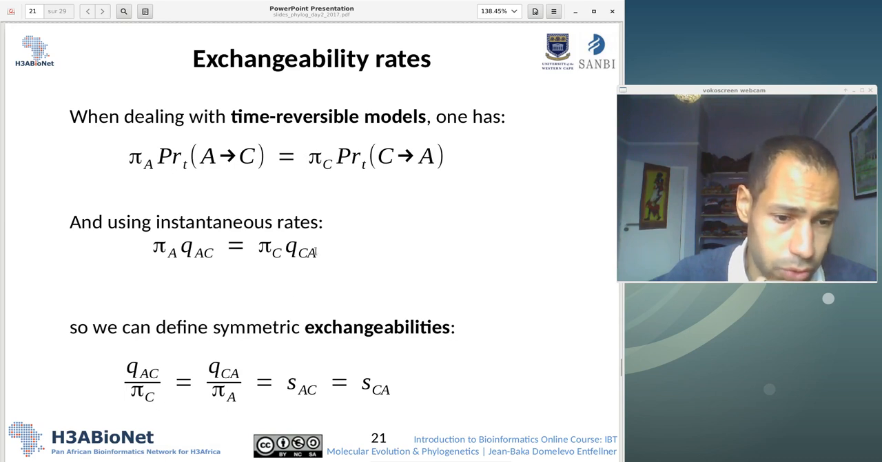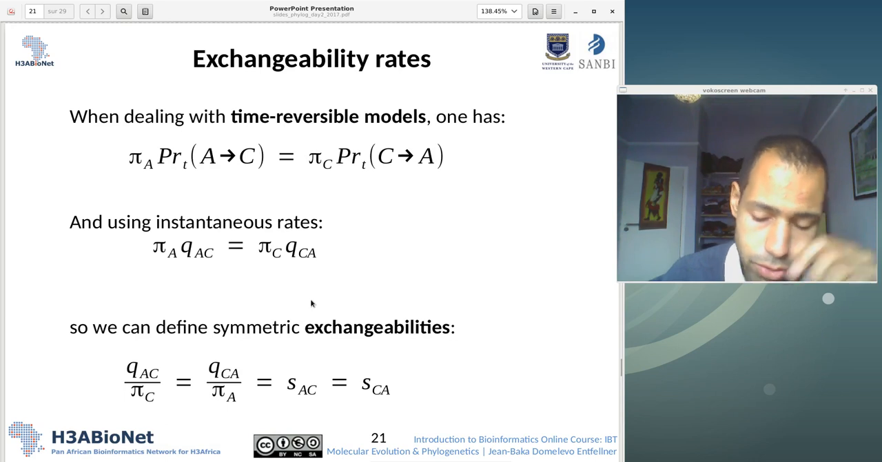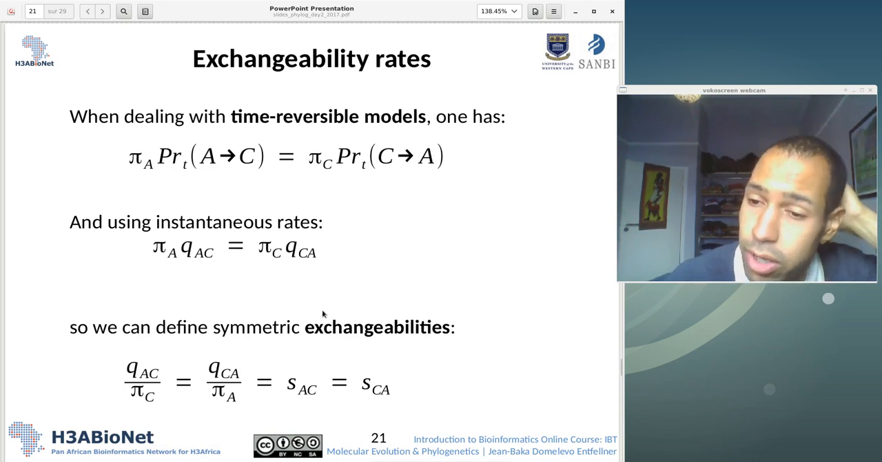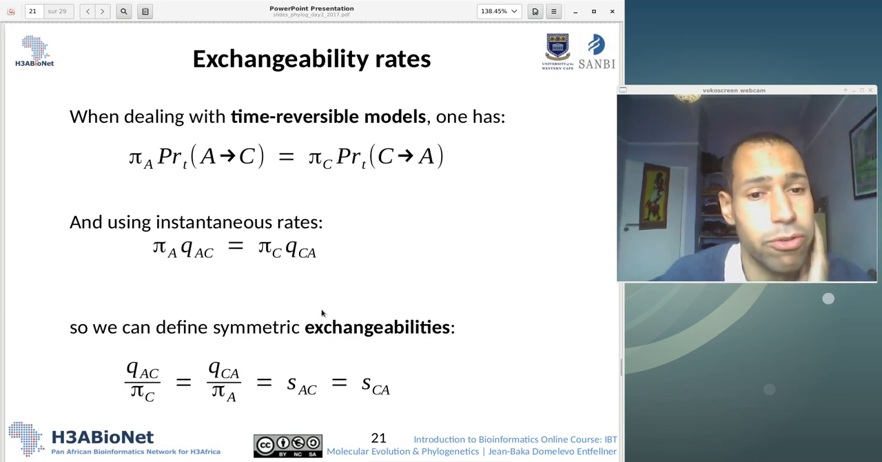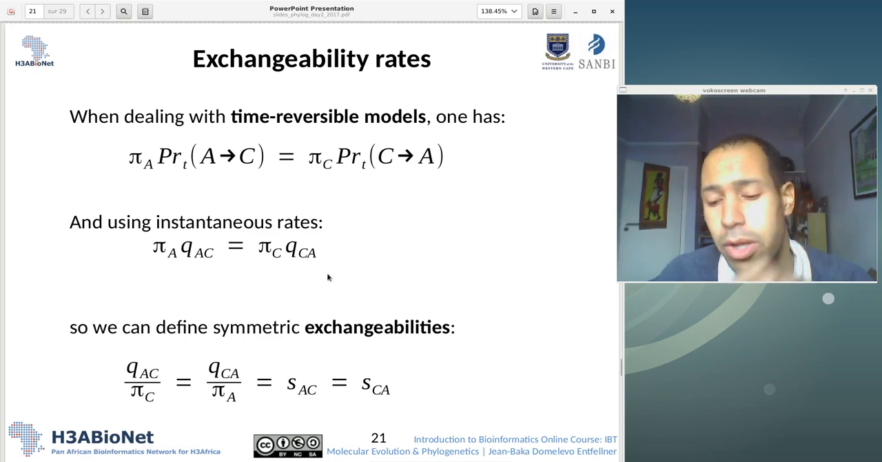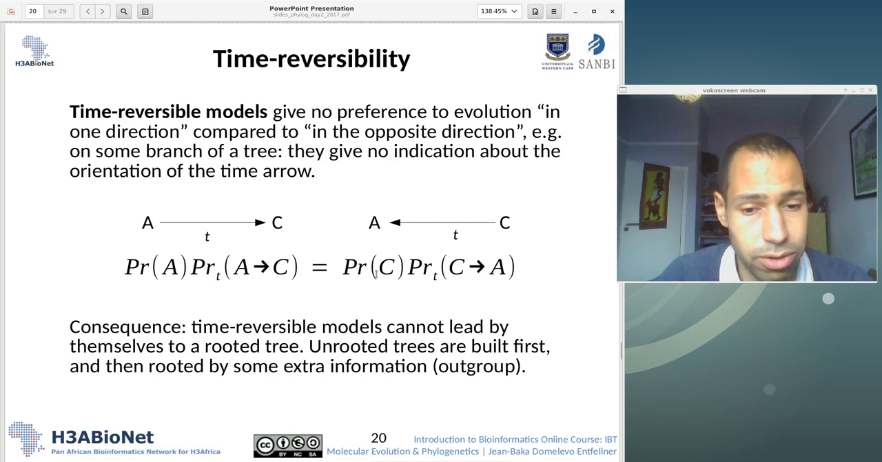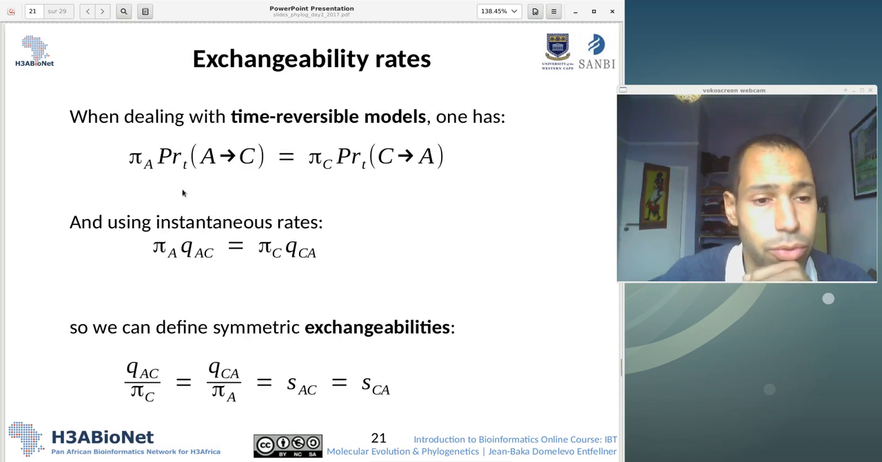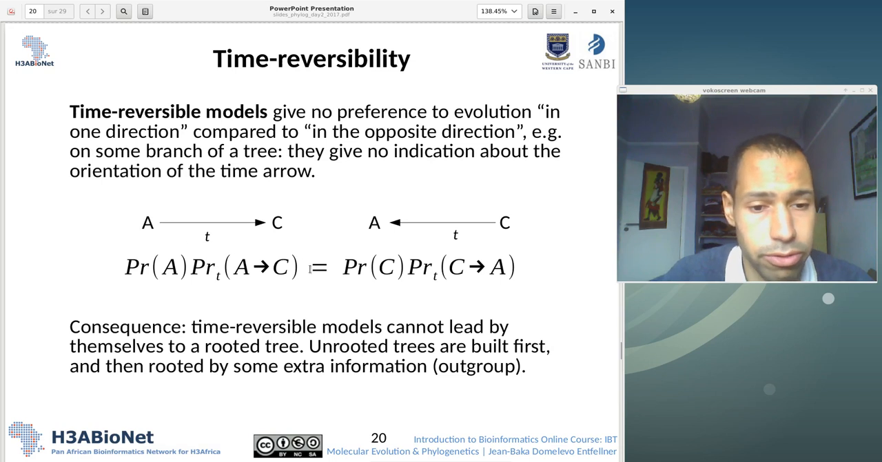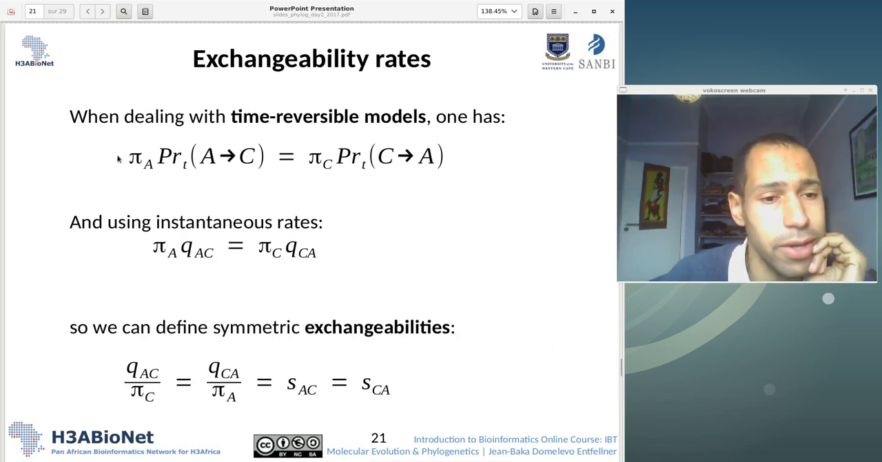Exchangeability rates. Okay, so you'll see, this is a bit technical, but sometimes you will see that a model is expressed in terms of exchangeability rates. When this model is time reversible, what we have is this, and the probability to have A a priori will be the equilibrium probability of A. Okay, so we rewrite this like that.